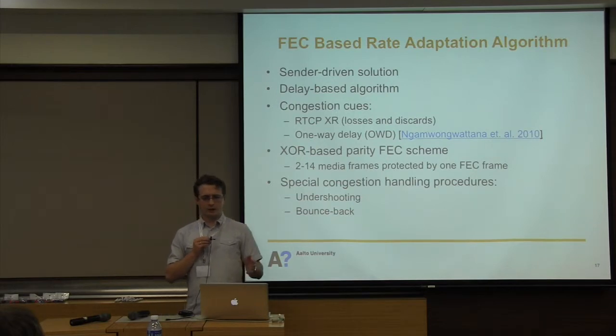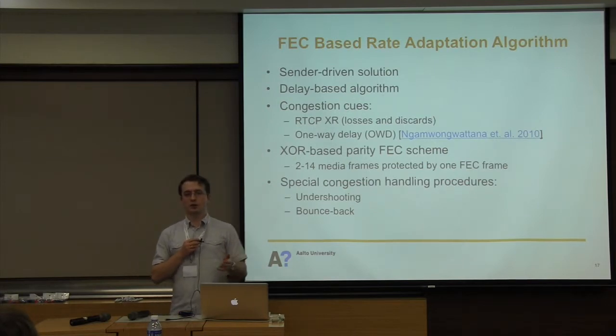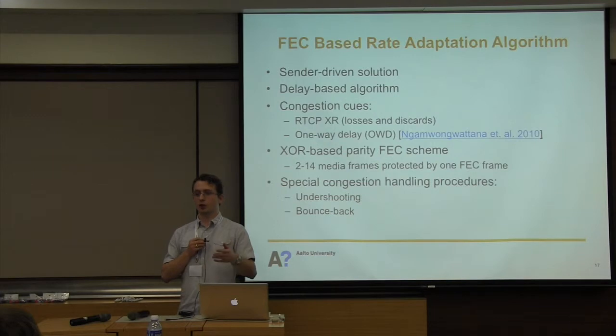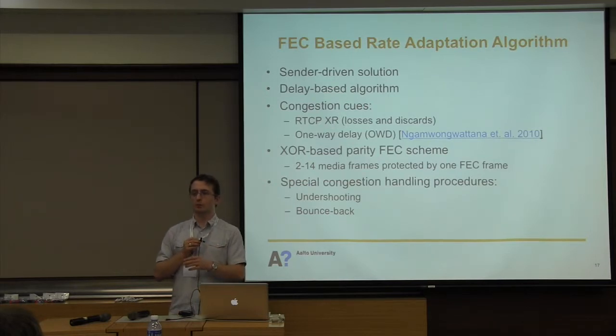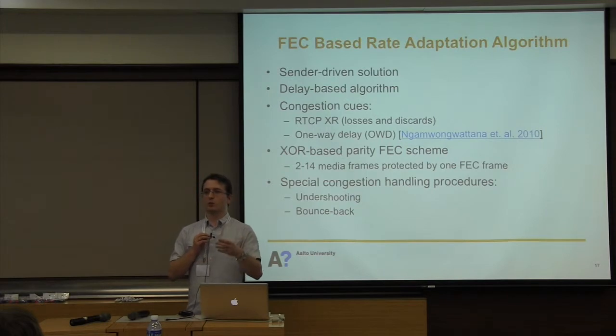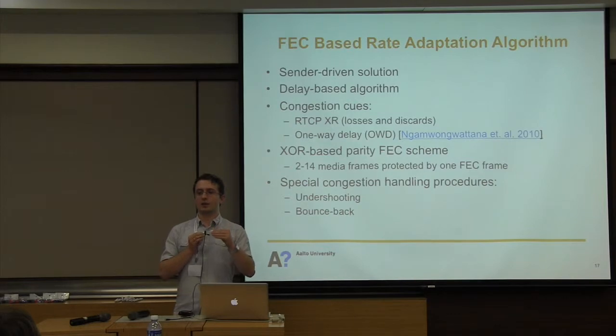And we have also defined special congestion handling procedures, which we call undershooting and bounce back. And undershooting is done when we enter into the congestion. We want to reduce our rate appropriately. And what we do is that we know based on the RTCP XR what is the output rate perceived by the receiver, and we know what is our current sending rate, and we know how much time has passed since the last report, so we can calculate by how much we have overshot the available link capacity. So by undershooting, we are subtracting from our new sending rate the amount of data that we have overshot.